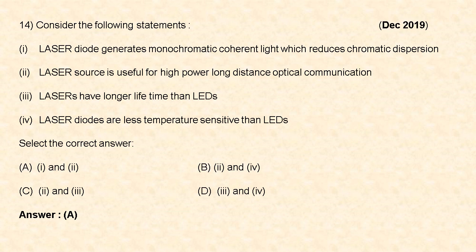We know that laser diode generates monochromatic coherent light which reduces chromatic dispersion. So statement 1 is correct. And also they are used for high power long distance optical communication. It is also correct. But the third and fourth statements are wrong, because lasers have shorter lifetime than LEDs and also they are more temperature sensitive than LEDs. So only 1 and 2 are correct. Hence correct.